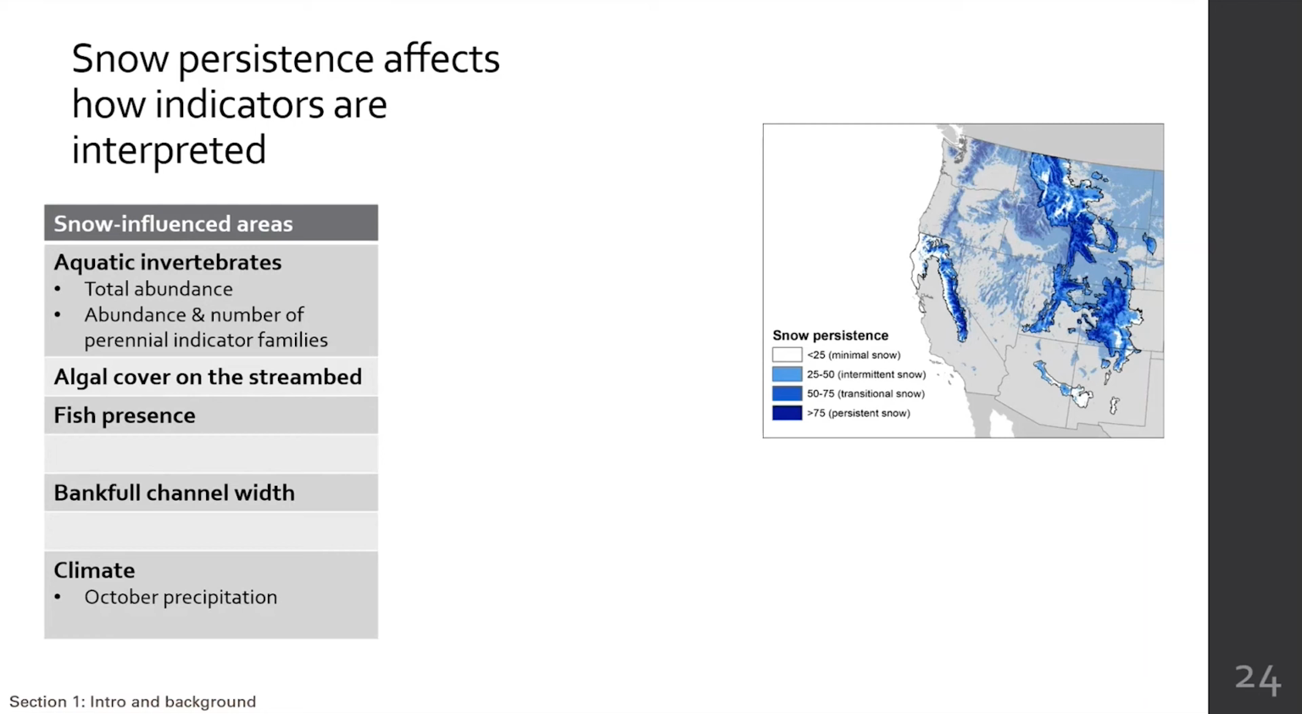Snow persistence affects how these indicators are interpreted. Within snow-influenced areas, we have one set of indicators. We have aquatic invertebrates, the total abundance of them, the abundance and number of perennial indicator families. We look at algae cover. We look for the presence of fish, bankfull channel width, and we look at October precip.